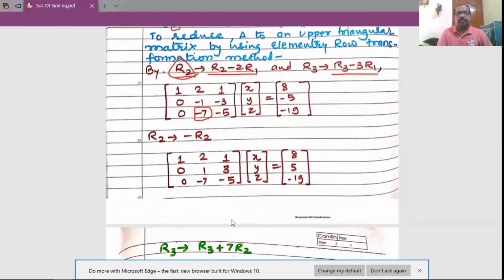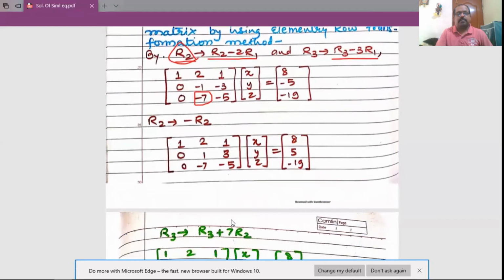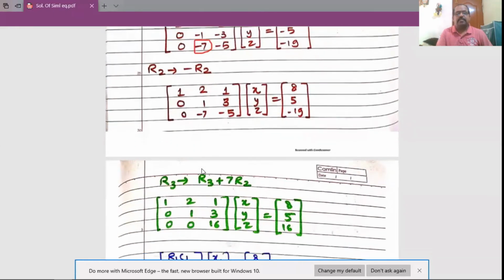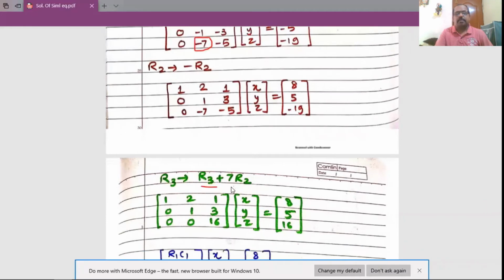Or here we need to just add, not subtract, because these two elements are already in opposite sign. If they have equal sign, then only we need to subtract, but as they have opposite sign, we need to add them. So just adding them, let us see what will happen. R3, the transformation is R3 plus 7 R2. So apply this to these two matrices, left side as well as right side matrix, that is A and B.